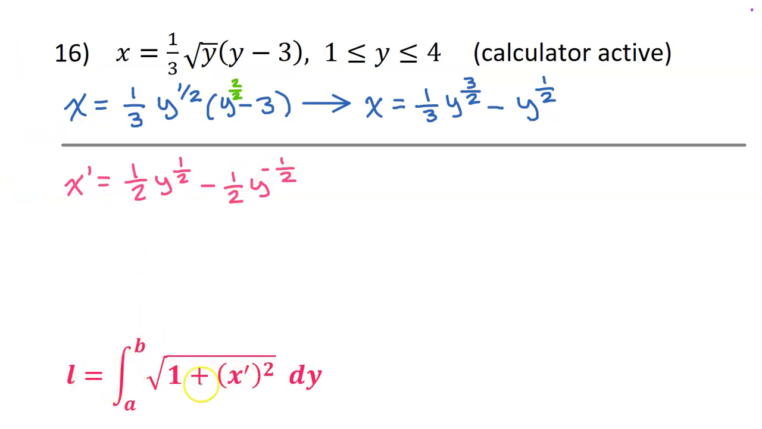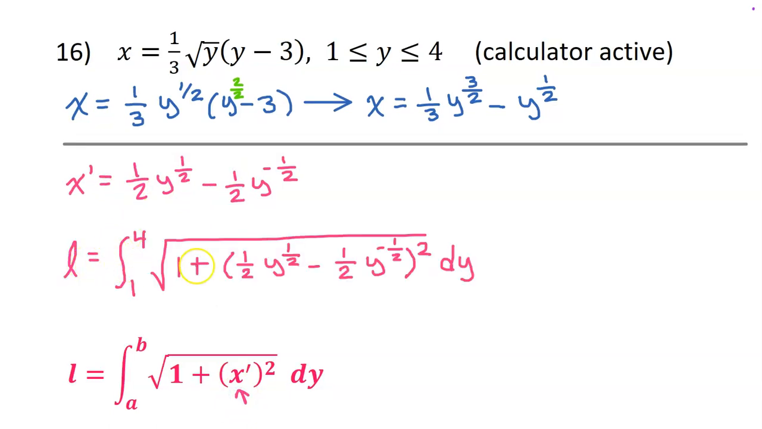Here is the formula for arc length when we are integrating with respect to y. If we were doing this by hand, I would start by setting up the expression under the radical. Then I would manipulate that expression algebraically to turn it into a perfect square. However, this problem is calculator active, so I don't need to do any of that. I can just plug this expression for x prime right here. So this is an expression for the arc length from y equals 1 to y equals 4.